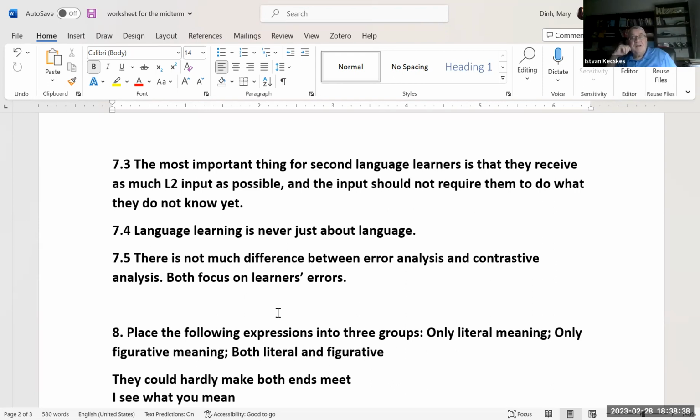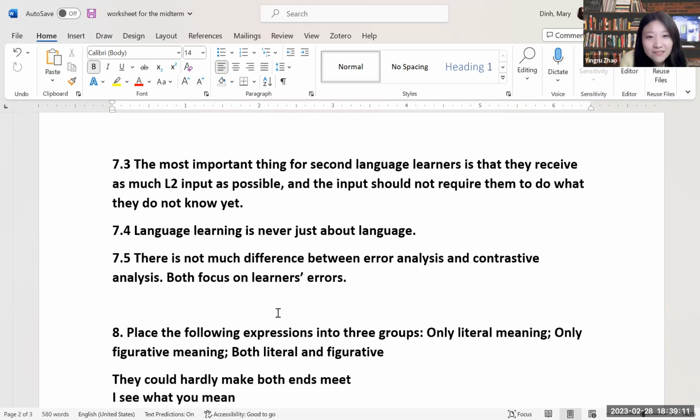Language learning is never just about language. That's an easy one. Yinglu, what do you think? Oh, I don't agree. Oh, I agree.